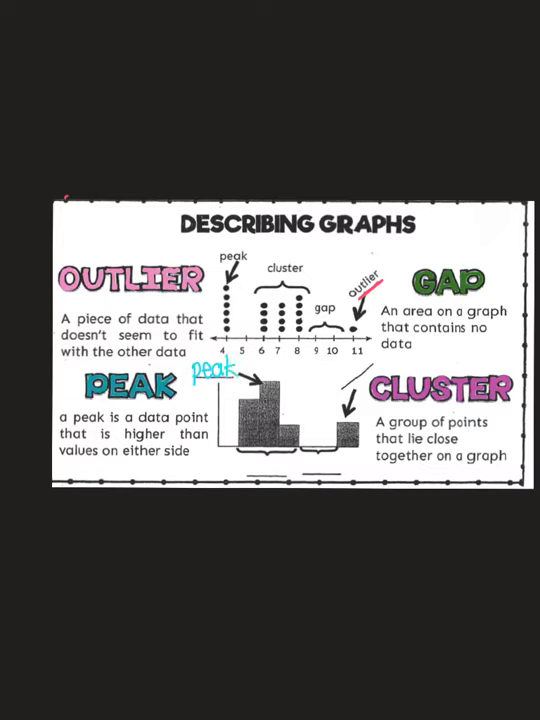Over here, if I look right here, this is an outlier. It's over there by itself. So that's my outlier. This right here would be my cluster because it's all clustered together right there. And then right here, there's a big gap right there. So that would be the gap.